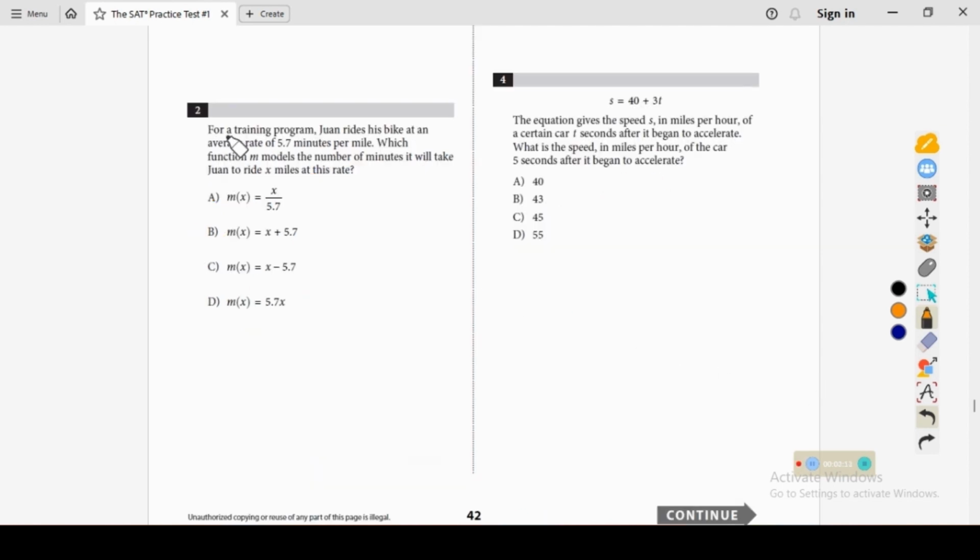In question number 2, for a training program, John rides his bike at an average rate of 5.7 minutes per mile. Which function M models the number of minutes it will take John to ride x miles at this rate? Since 1 mile will be covered in 5.7 minutes, if there are x miles, then x miles will be covered in 5.7 times x minutes. It means D is the correct answer.